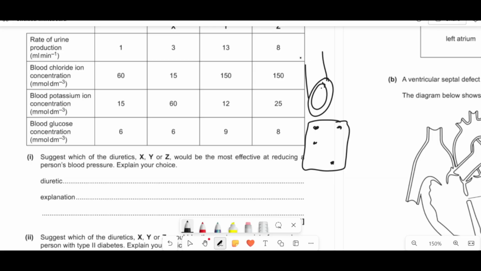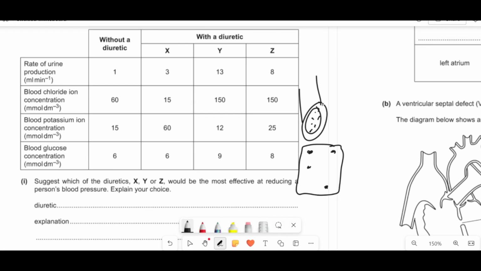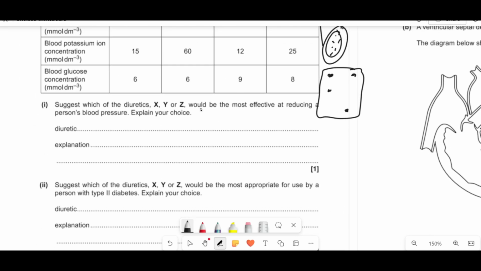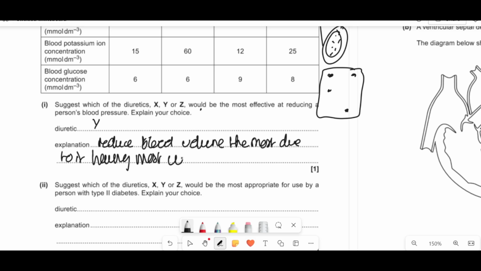Like, I know arterioles can constrict and stuff and redirect blood, but these arteries aren't going to be able to just get bigger to compensate. So the only solution is to take out some of the blood in there, or the volume of blood, the fluid in there. So the best diuretic in this context would be Y, because it makes you pee the most. If you're peeing the most, you're losing more water, and that means you're going to reduce the blood pressure even more. So then diuretic Y, because it would reduce blood volume the most, due to it having the most urine production.